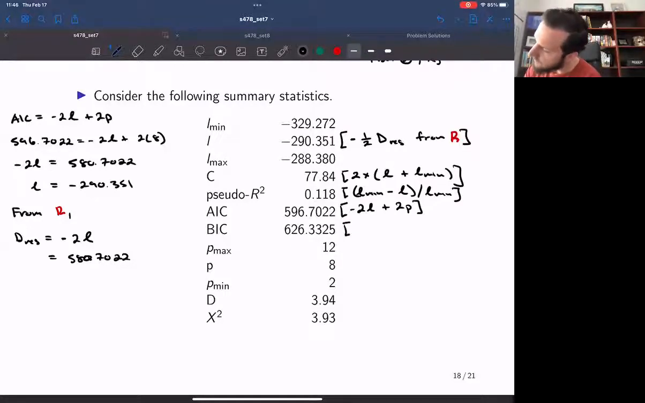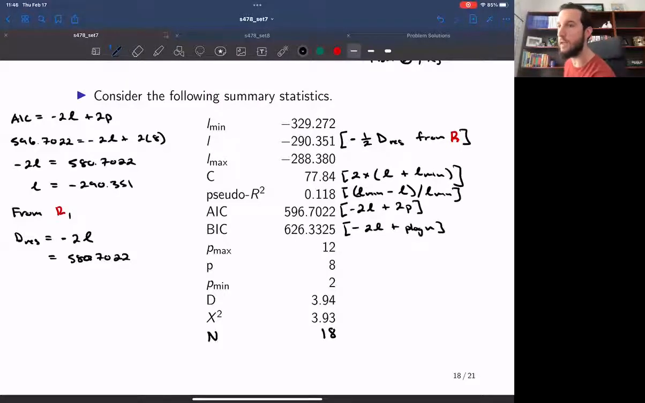And then the BIC here is going to be negative 2L plus p log N. And for this particular experiment, N is equal to 18. So that's the number of unique categories. Okay, so the sample size here represents basically a count of all the different outcomes.